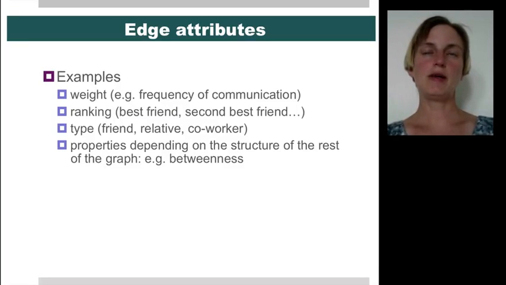And finally, there may be properties that you're assigning to the edge that really depend on the rest of the network. And this we'll get into later, but some edges might be acting as a bridge between two different areas of the network. And so they might have a special role, or what's called, the property called betweenness. So we'll be calculating such properties, and edges, of course, can have any sort of property that you calculate on the graph.